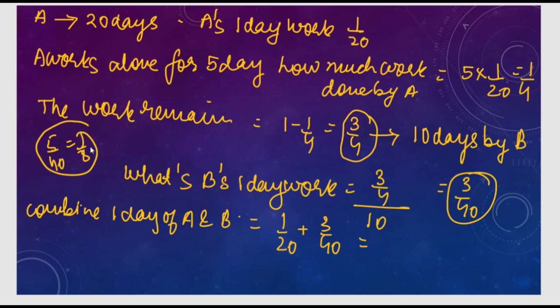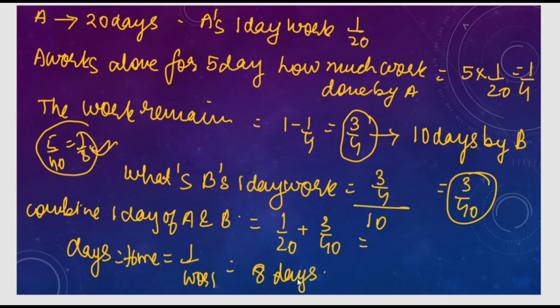So 1 by 8 is your combined work per day, right? So how many days? How many days means time only, and time is 1 upon that work. So it will be 8 days. You got it? Now you understand the trick behind this?